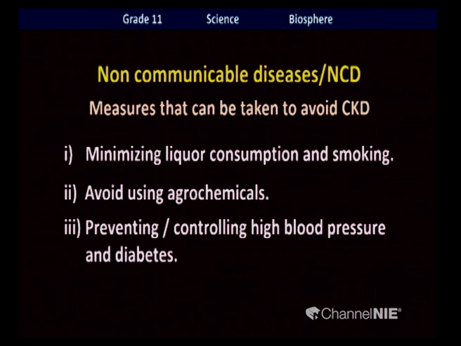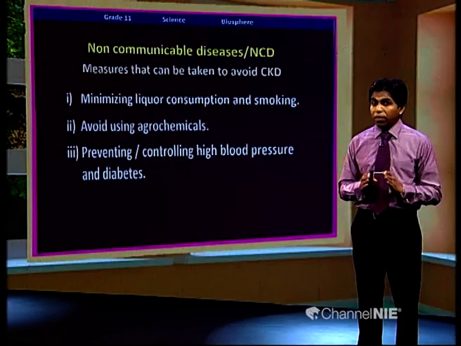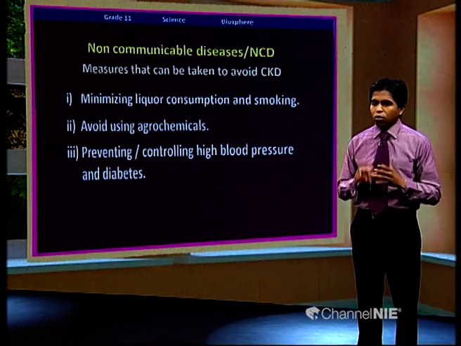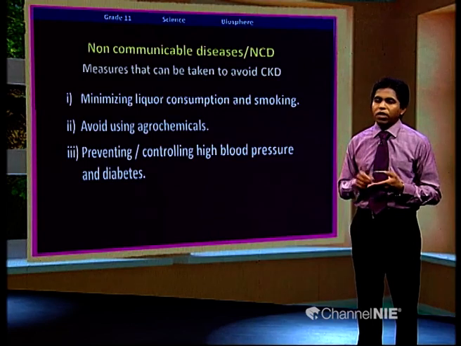So what is the substitute for agrochemicals? Organic fertilizers. Number 3, preventing or controlling high blood pressure and diabetes. Diabetes and high blood pressure can directly affect the functioning of your kidney. Therefore, if someone has high blood pressure or diabetes, it should be controlled with the doctor's advice. Otherwise, your kidney will stop functioning one day.